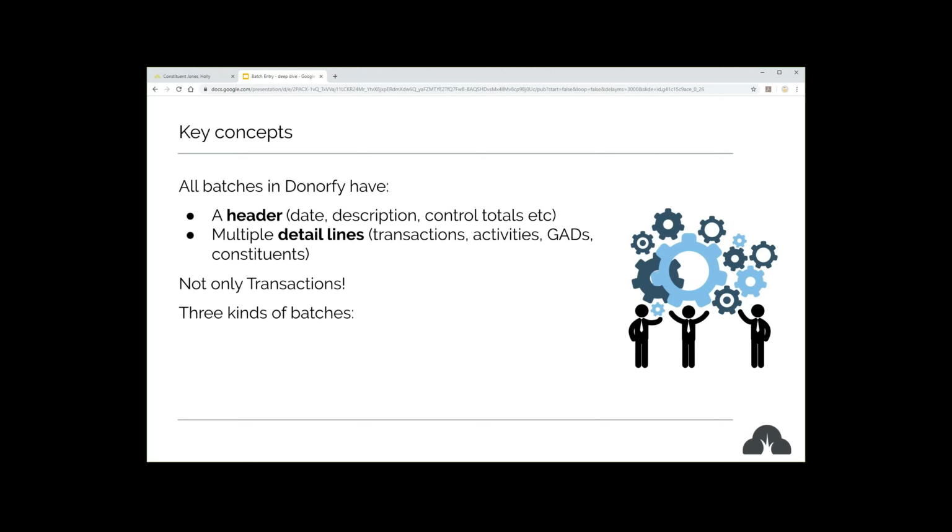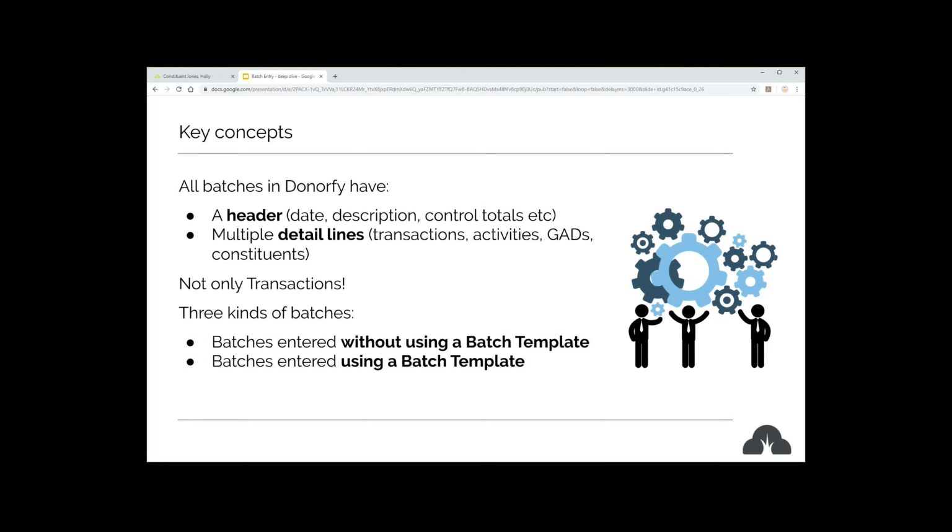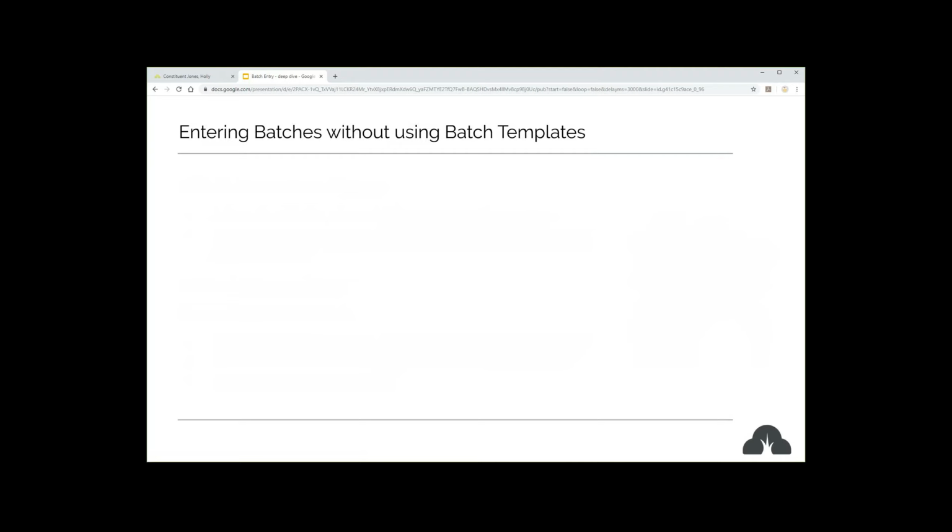Okay, so within Donorfy, essentially there are three kinds of batches. There are batches that you can enter without using a batch template. And there are batches that you can enter using a batch template. And there are those batches that we mentioned earlier created by EFT, which are a kind of special kind of batch that sit on their own. So batch templates is the new concept that we've just introduced there. And we'll look at what that is in just a moment. But we'll start simply by looking at a basic financial transactions batch without using a batch template.